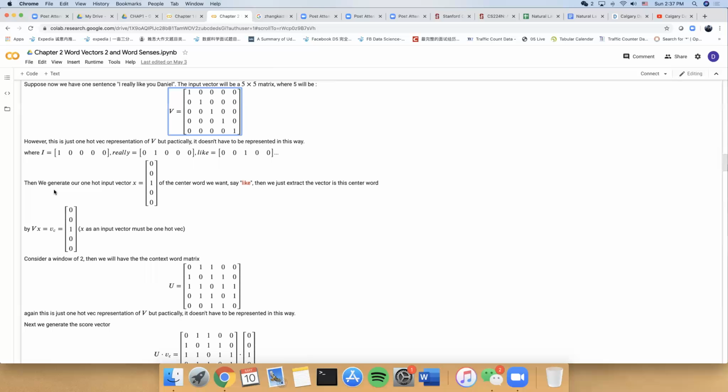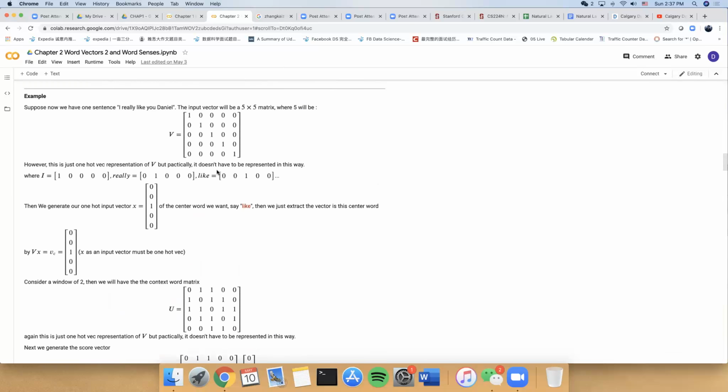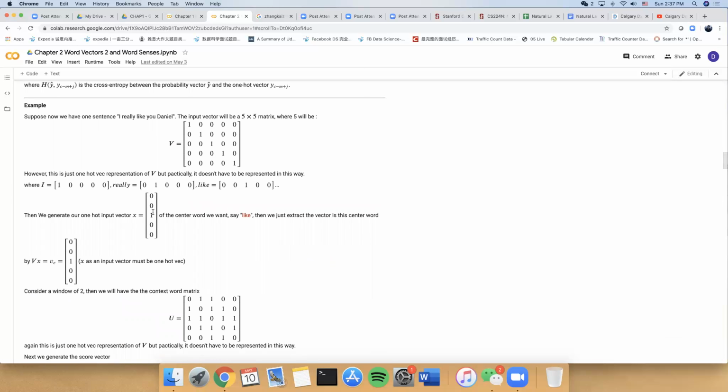Next part is we're going to generate our one-hot input vector. For example, the center word I want to use is "like". That means if that's the center word I want to use here, I'm going to put that into 1. And the other component here as 0.